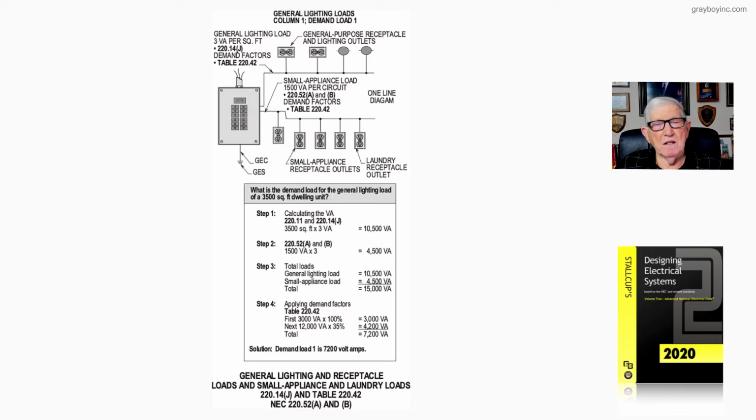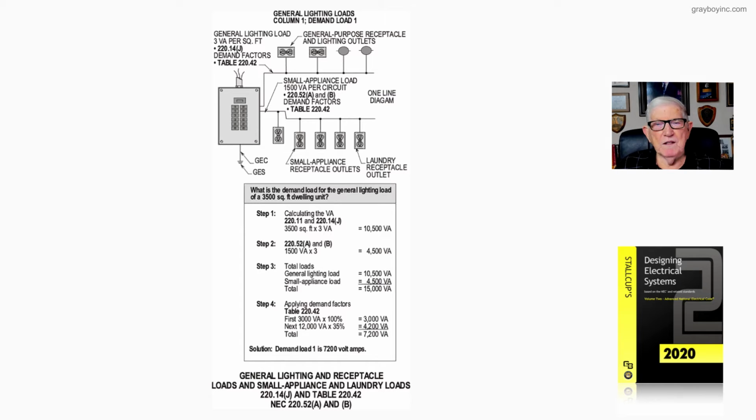What is the demand load for the general lighting load of a 3,500 square foot dwelling unit? Step 1, we go to 220.11 and 220.14J. We pick up 3 VA per square foot, and we come up with 10,500 VA.